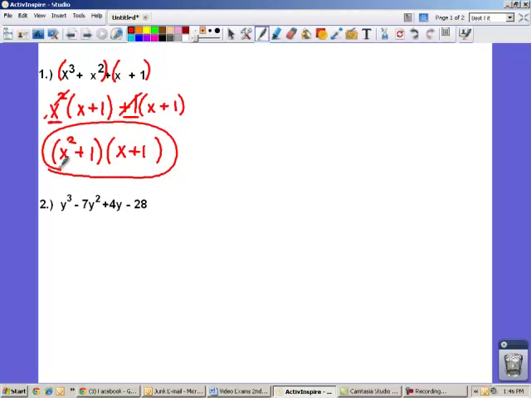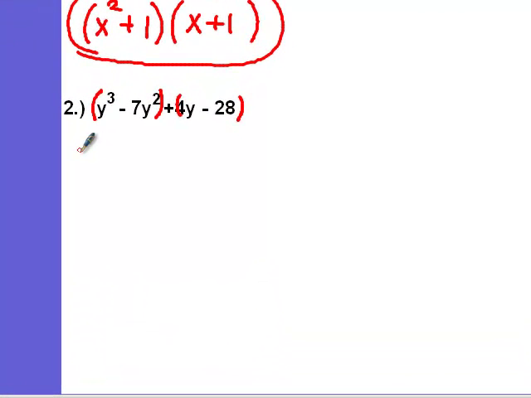All right, if you do another one here, we're going to do the same thing. We have 1, 2, 3, 4. So you're going to factor by grouping. You're going to group the first two together and the second two together. And you're going to factor this parenthesis first. So we're going to pull out a y squared. And what would be left over here would be a y minus 7.